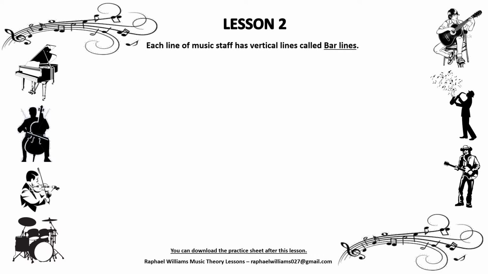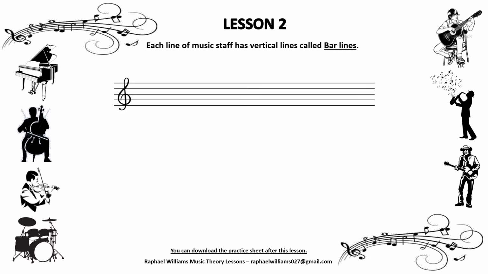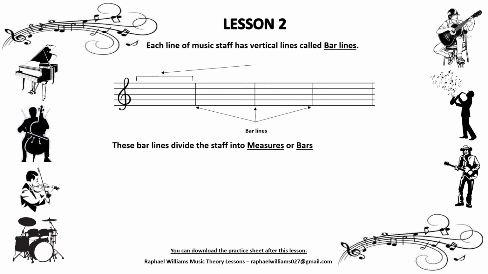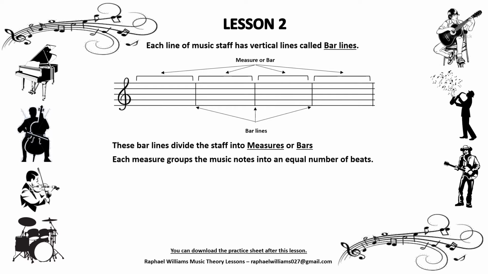Lesson 2. Each line of music staff has vertical lines called bar lines. These bar lines divide the staff into measures or bars. Each measure groups the music notes into an equal number of beats. The end of a section of music is shown by using a double bar line.